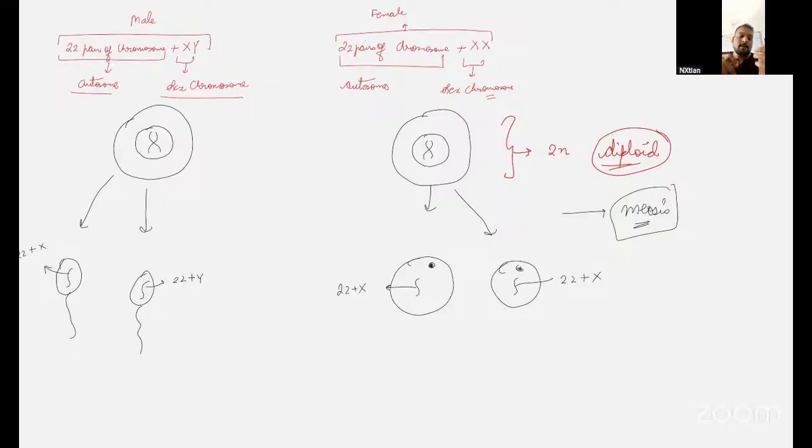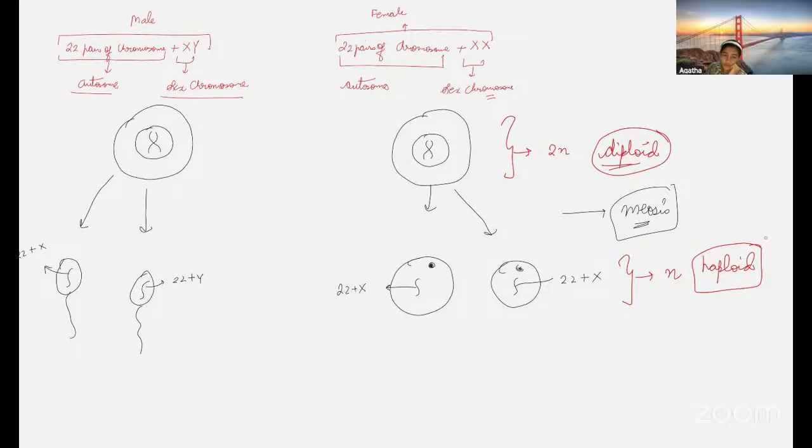Right now, if I take a cell from my hand and examine it, it is in the form of a diploid cell, meaning 44 plus XY. When it is in the form of gamete formation, it is in the n form. It is called the haploid stage. In gamete formation, when the number of chromosomes becomes half, it is called haploid, and diploid is basically the normal situation. You got my point?